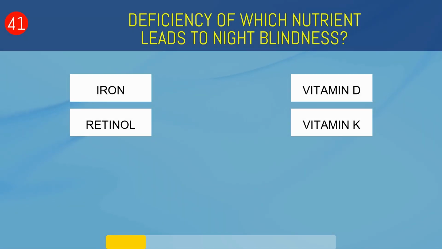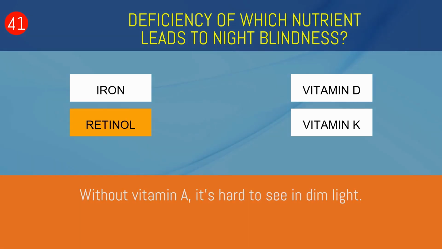Deficiency of which nutrient leads to night blindness? Iron, retinol, vitamin D, or vitamin K? Retinol. Without vitamin A, it's hard to see in dim light.